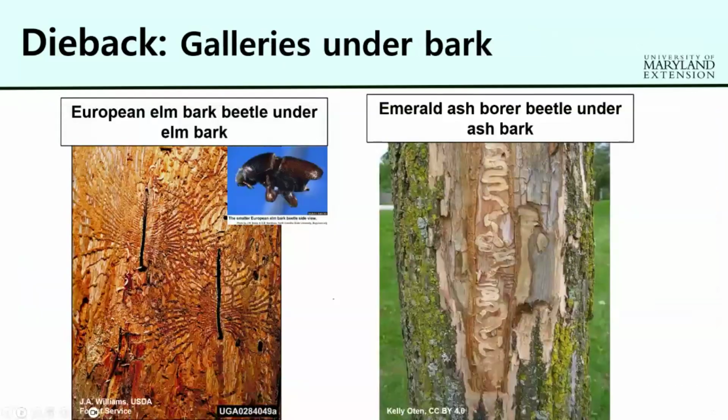Galleries under bark is an indicator of some sort of wood-boring insect. A lot of the time it could be a beetle, or we also have wood wasps that will do this. So these are just two examples. If we had significant damage and our bark is falling away, we might see some galleries underneath, as we call this. So galleries are formed by insects with chewing mouthparts as they chew these little passageways to move within the woody tissue. On our left, we have an example of European elm bark beetle, and on our right, we have an example of emerald ash borer beetle.